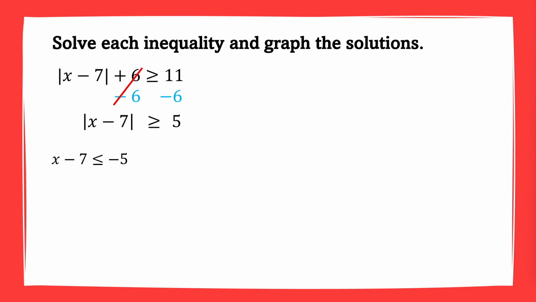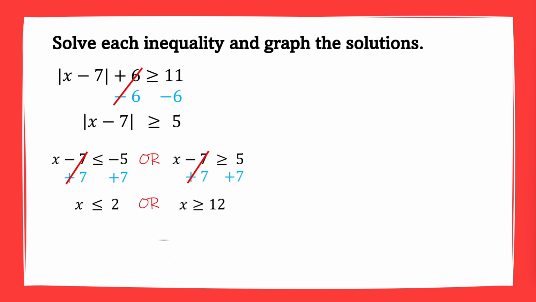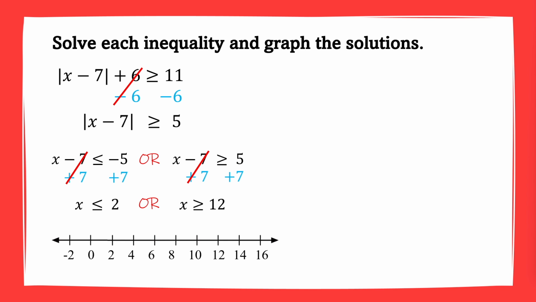X minus 7 can be less than or equal to -5, moving farther away from 0 to the left, or x minus 7 can be greater than or equal to 5, moving farther away to the right. We then solve for x by adding 7 to both sides, resulting in x is less than or equal to 2, or x is greater than or equal to 12. To illustrate this on a graph, we put filled-in circles at 2 and 12, and shade the regions to the left of 2 and to the right of 12. This shows all the possible values of x that satisfy the original inequality.